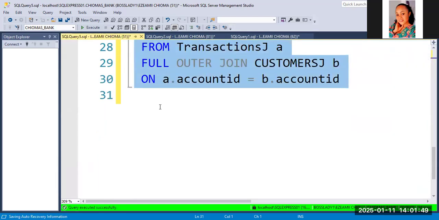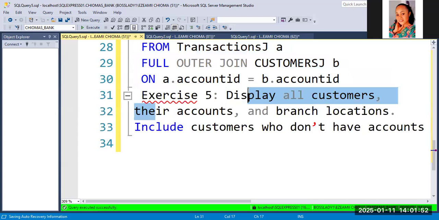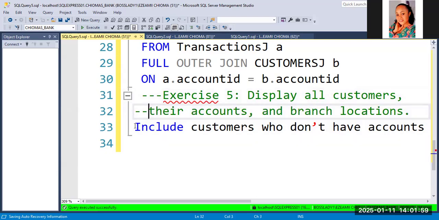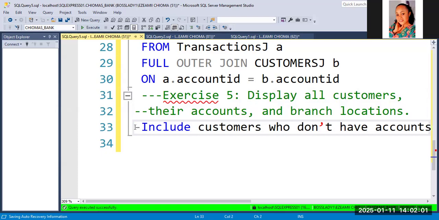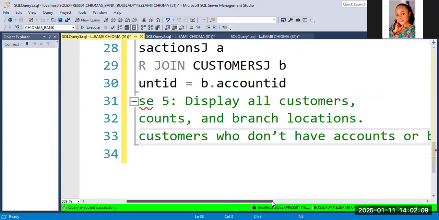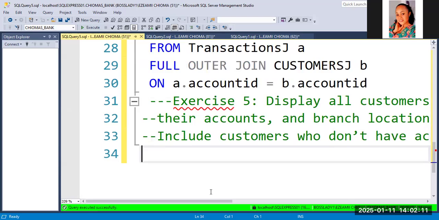So question number 5 says, display all customers, their accounts, and branch locations. Include customers who don't have accounts or branches. So this is telling us that we need our customer table, we need our branch table, and then we also need our account table.